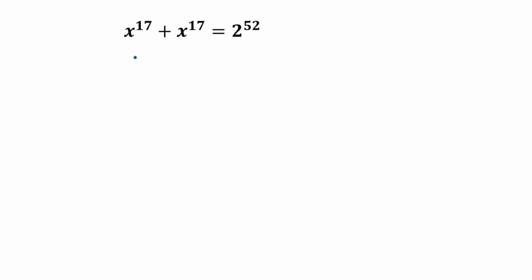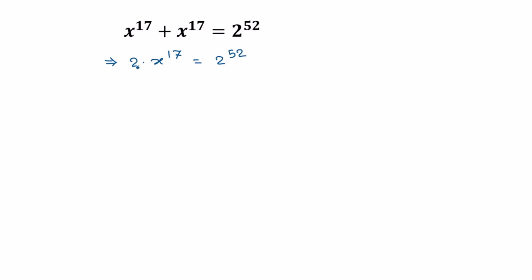Hello everyone. In this video, I am going to show how to find the value of x, where x to the power 17 plus x to the power 17 is equal to 2 to the power 52. We can write x to the power 17 plus x to the power 17 as 2 times x to the power 17 is equal to, on the right side, 2 to the power 52.